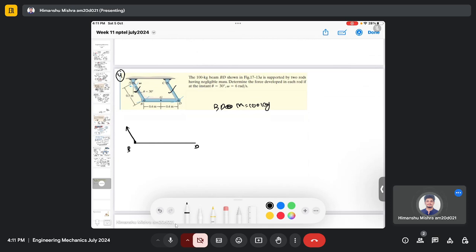and there is a force TB here at an angle 30, and here TD at an angle 30. There is a center of mass, and the weight is 100 kg multiplied by 9.81, right?